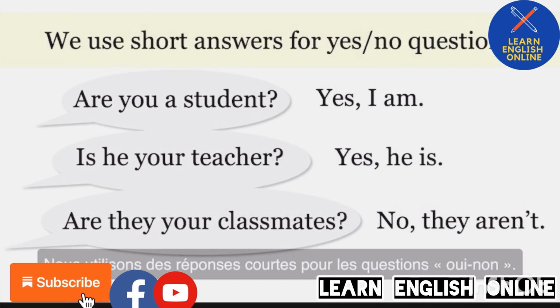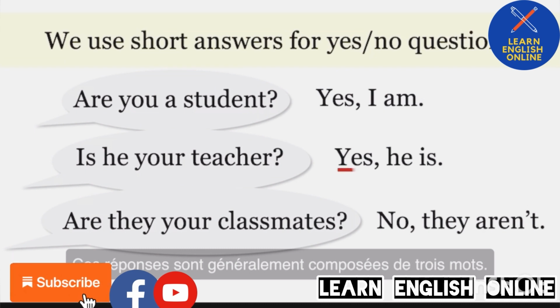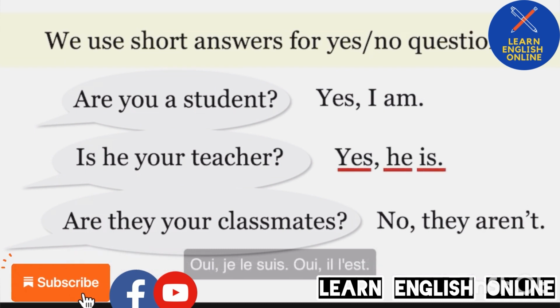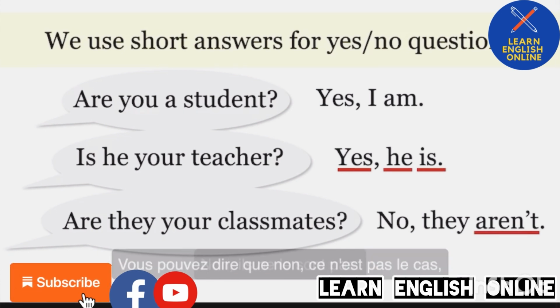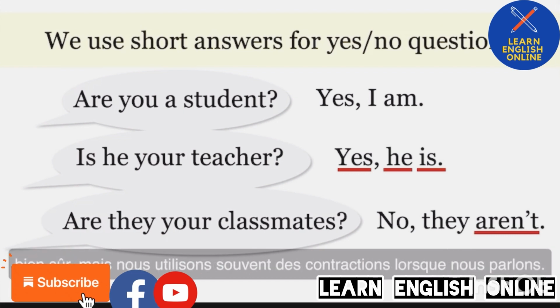We use short answers for yes/no questions. These answers usually have 3 words. Yes, I am. Yes, he is. And some of these answers use contractions. No, they aren't. You can say, no, they are not, of course, but we often use contractions when we speak.